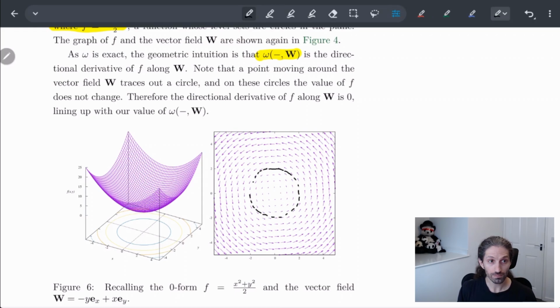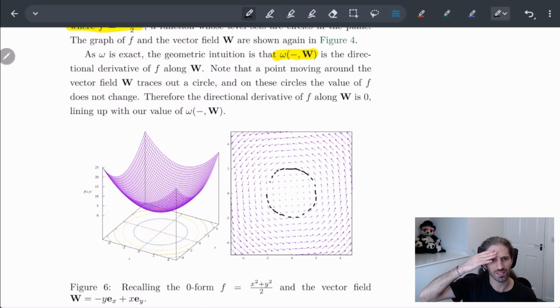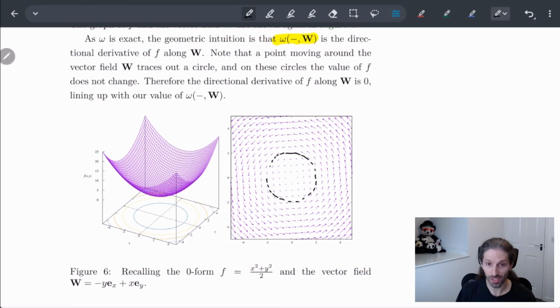The value of this function f doesn't actually change as we go around the circle. So f stays the same as we follow the directional derivatives. You can think of these lines as precisely the level sets. And in particular, what this is saying is that the directional derivative of f along w is just 0. So it lines up precisely with our value of omega of w. So this is in essence the general idea and the philosophy behind this.